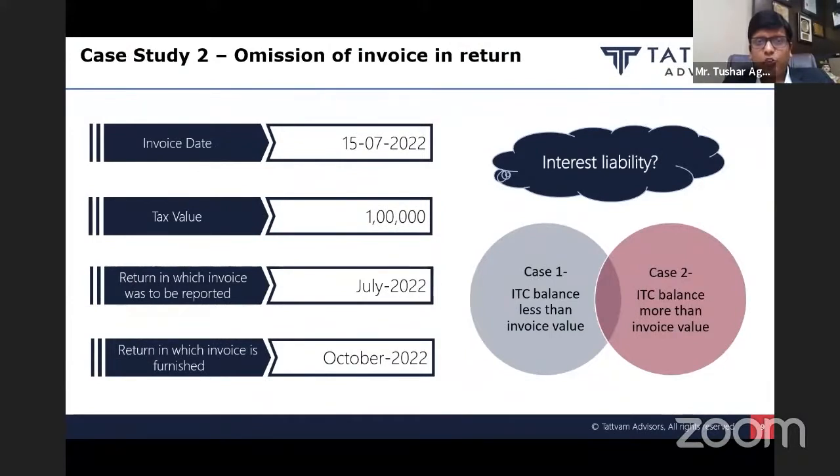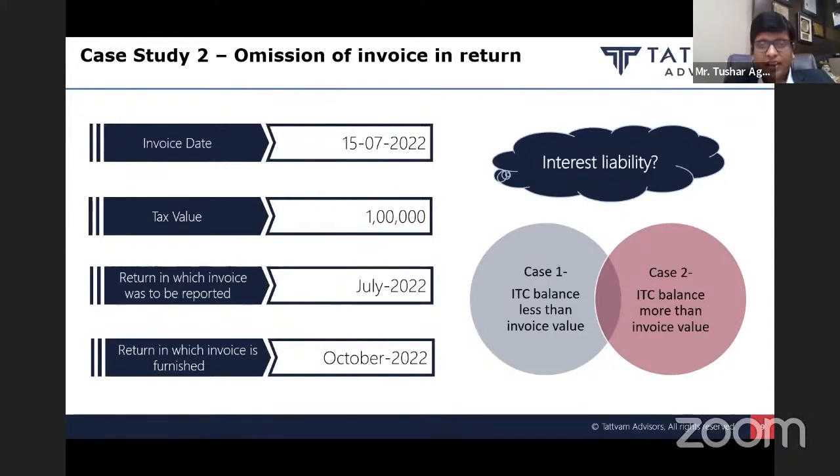Invoice date 15 July 2022, and I was supposed to report the same in the July 2022 return. I missed it, and I will report it in the October 2022 return. The same has been reported in the October 2022 return. There is a tax liability of 18,000 on this 1 lakh rupees invoice.